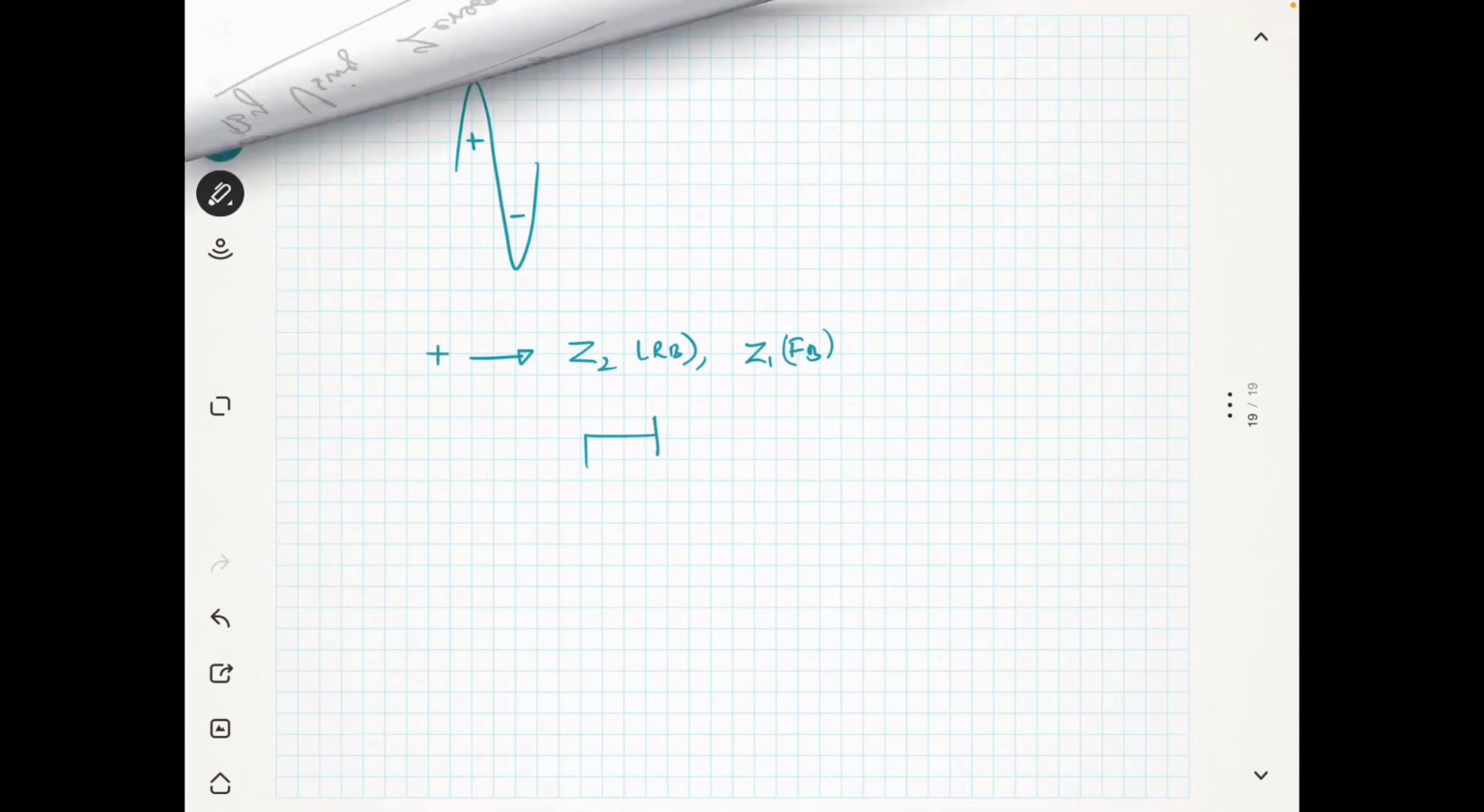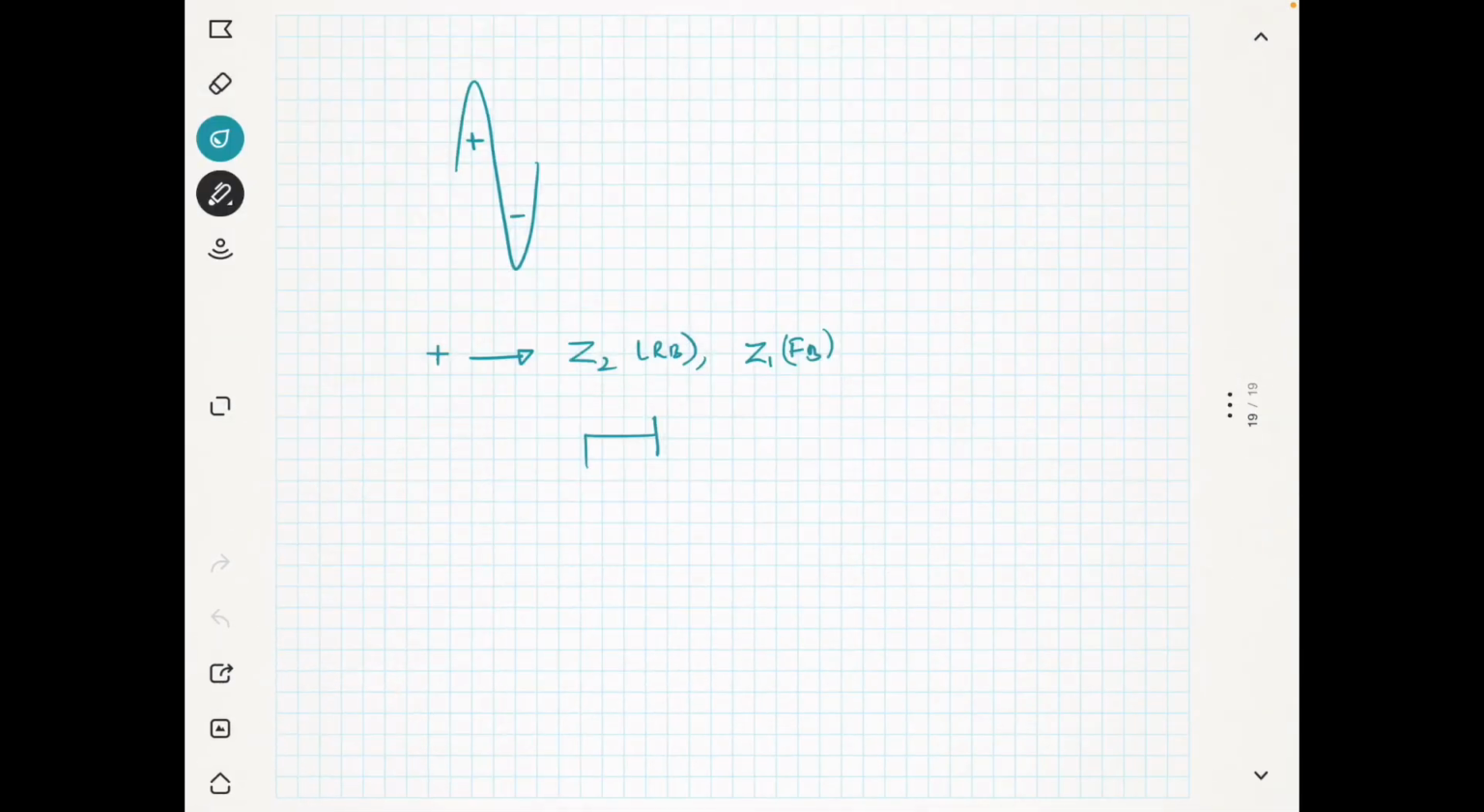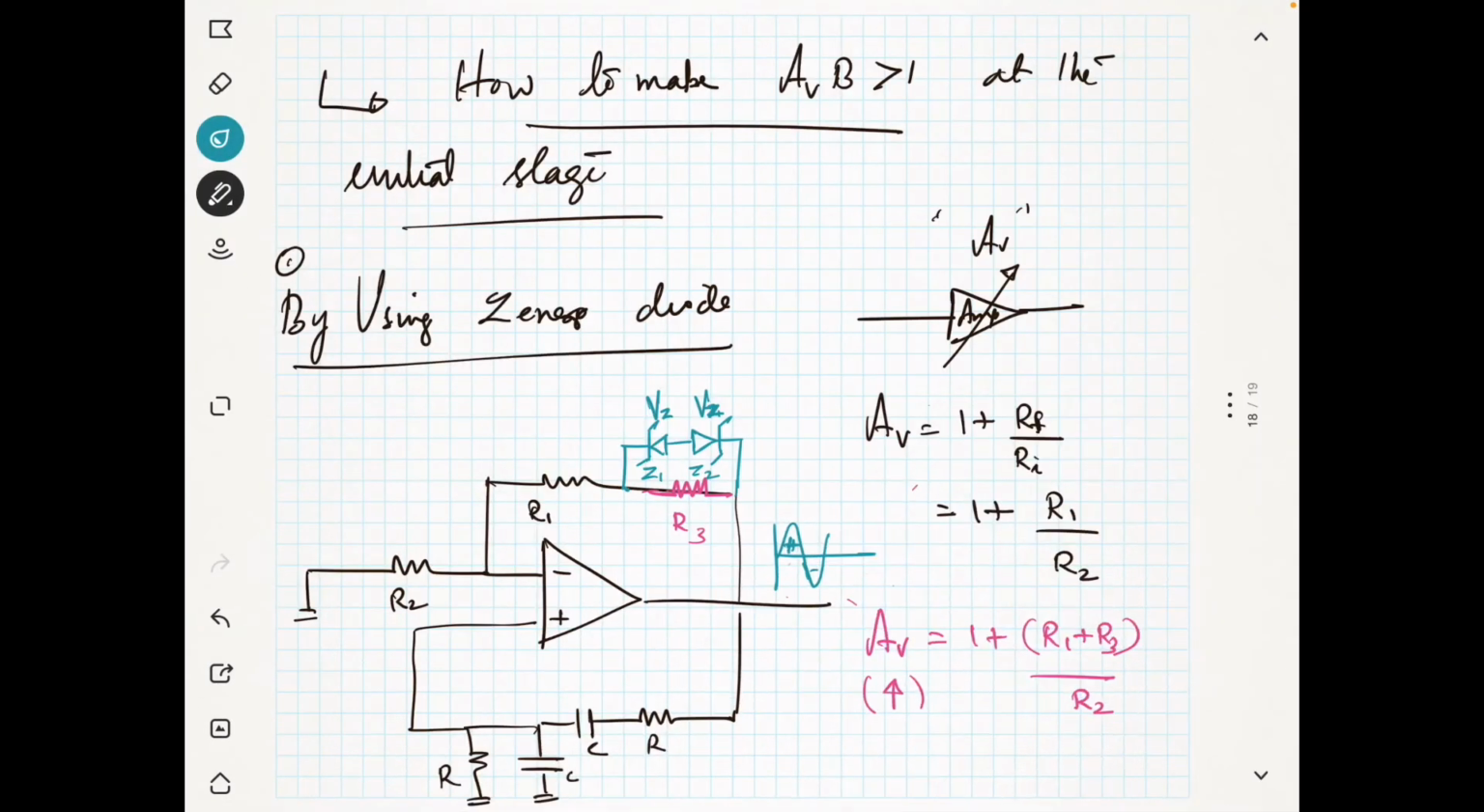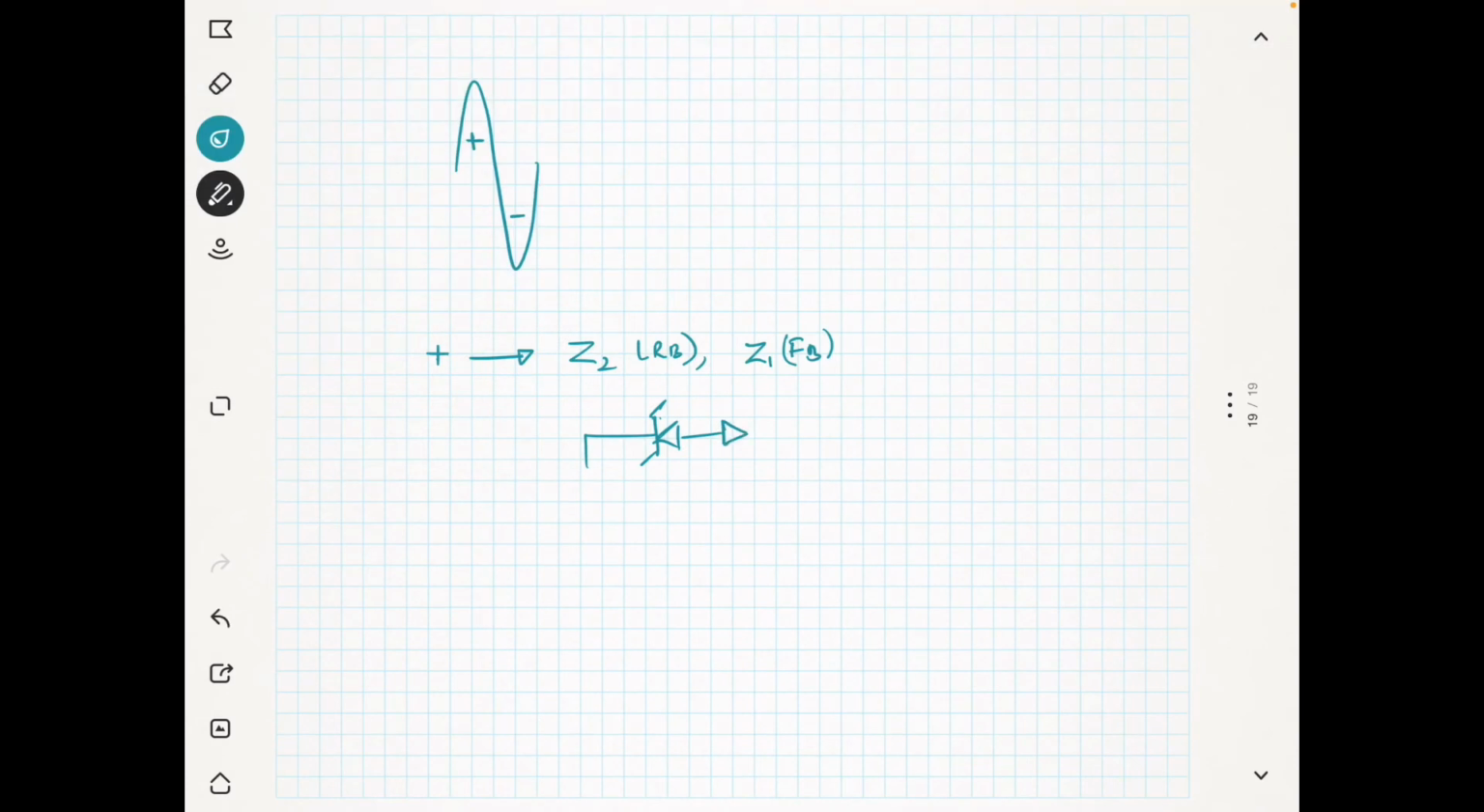I will draw this Zener diode part again. The current will be flowing only through the Zener diode, because the Zener diodes are on now. Both of them are on. This is Z1 and Z2. Both are on, so the current will be flowing only through the Zener diode. So your resistor will act like an open circuit. The resistor R3 will now behave like an open circuit.